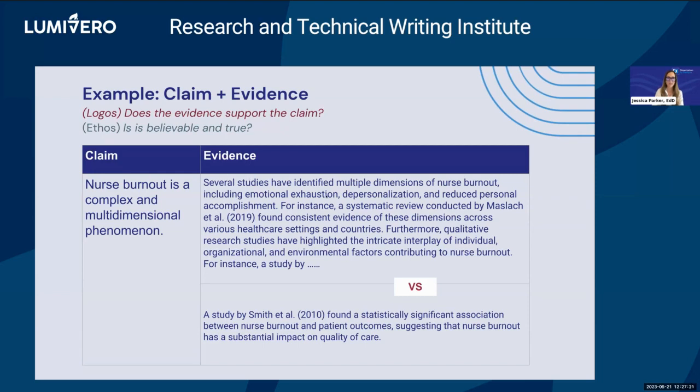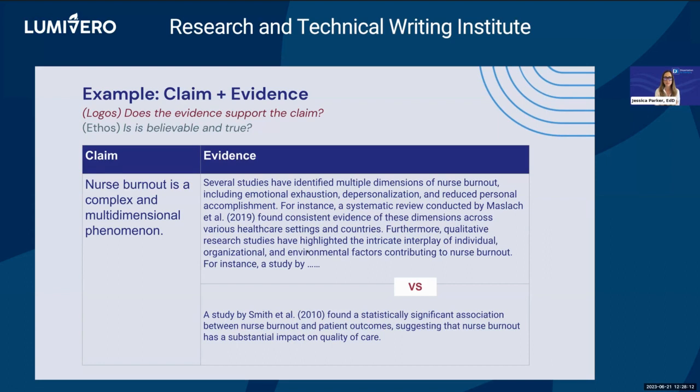So this first piece of evidence, I believe, does support the claim, and it is believable and true. Right away, the author says, several studies have identified multiple dimensions of nurse burnout. This is another rhetorical device: repetition. Repeating key words in the claim when you're presenting the evidence is very helpful for explicitly showing this logos aspect, showing that the evidence supports the claim by repeating key terms. And then you don't even have to continue reading this. Right away, we see multiple dimensions. We see that this systematic review found consistent evidence of these dimensions across healthcare settings. And then we have more information about the intricate interplay, which goes back to this idea of complex and multidimensional.